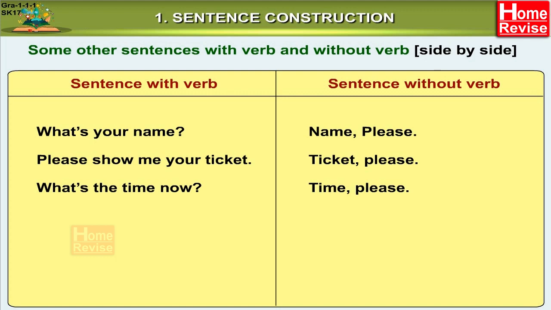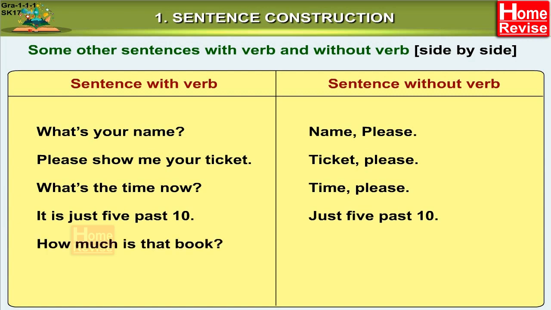Sentence with verb: It is just 5 past 10. Sentence without verb: Just 5 past 10. Sentence with verb: How much is that book? Sentence without verb: How much for that book?